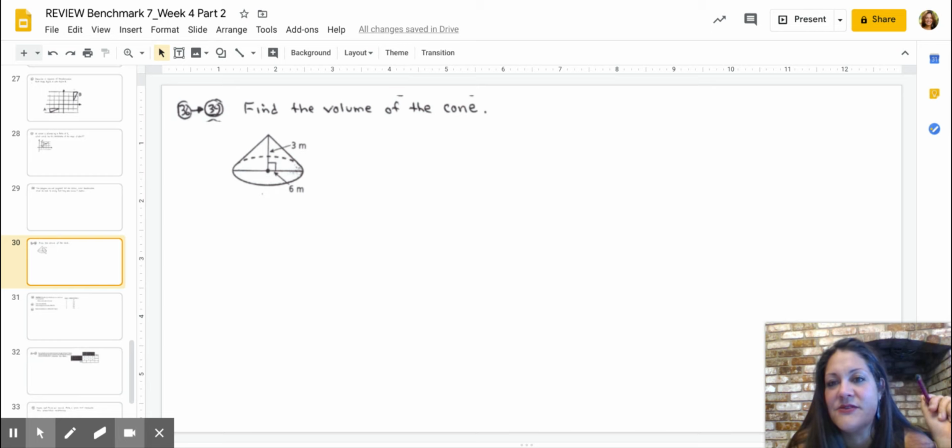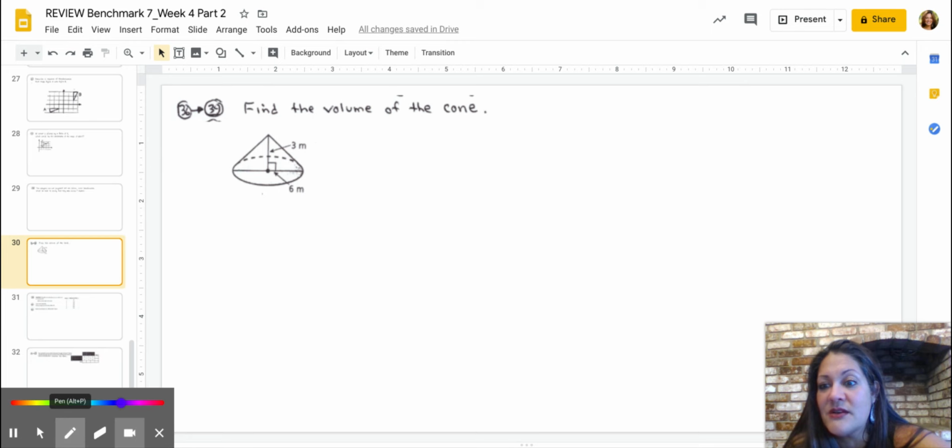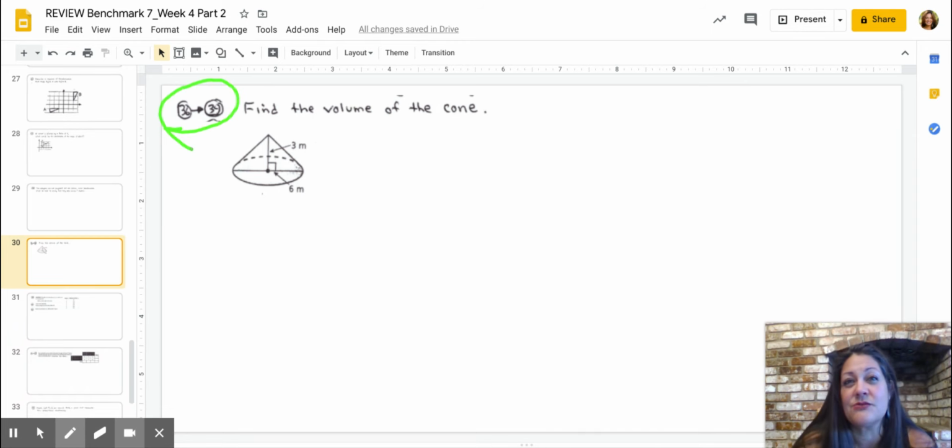36 through, I think that's 39. Find the volume of the cone. What it's saying is that on the benchmark that we will do next week, numbers 36 through 39 on that test will have to do with volume of a cone. For us, we just need to find the volume of one cone.